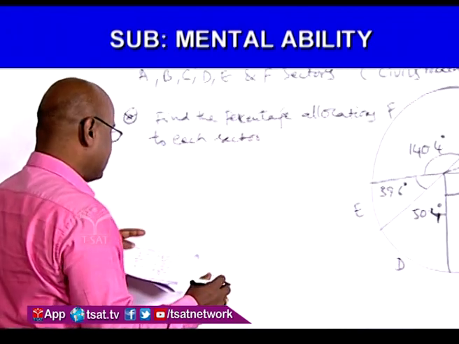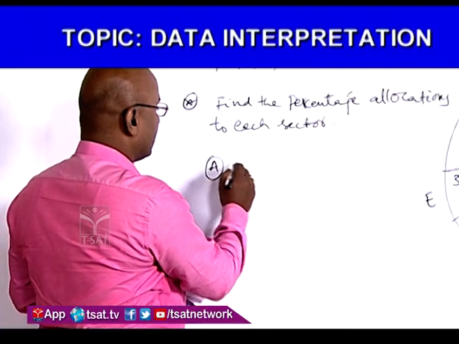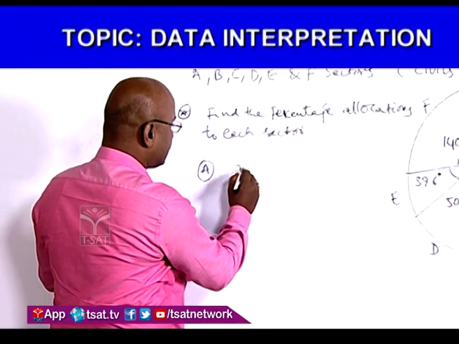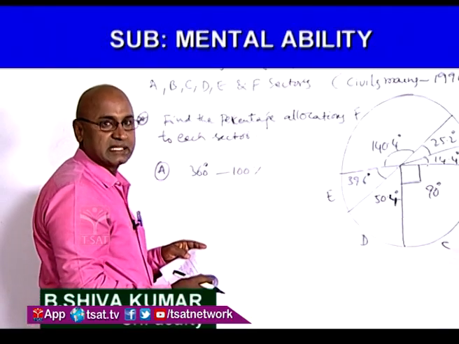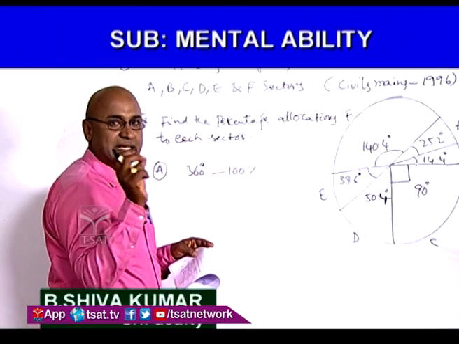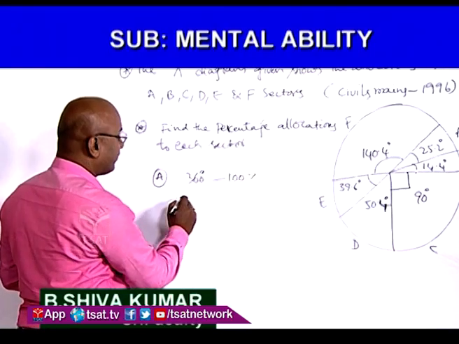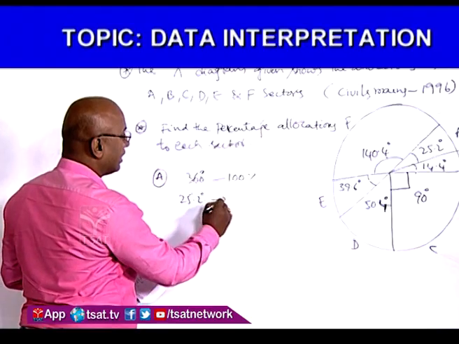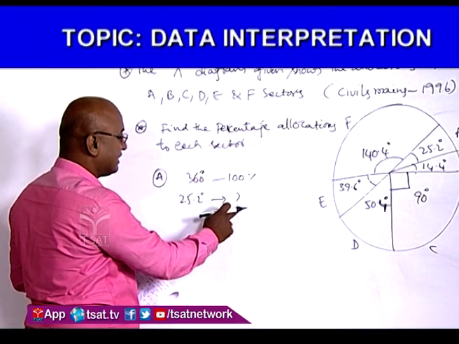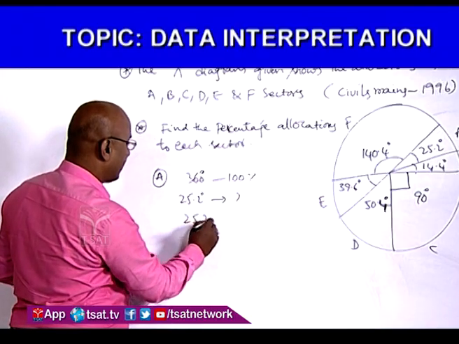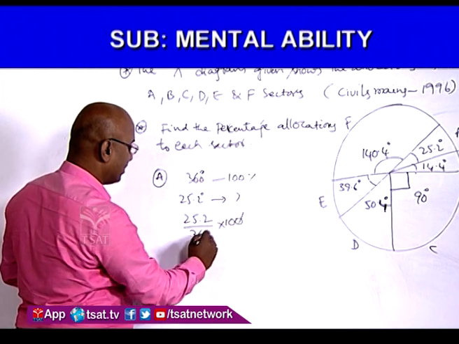Now the percentage allocation to A. What is that A? We know that 360 degrees is equal to 100%. The total angle in the circle is 360 degrees, which corresponds to 100%. Now, in the case of A, it is 25.2 degrees. If 360 degrees is equal to 100%, then 25.2 degrees, how much? 25.2 by 360 into 100.